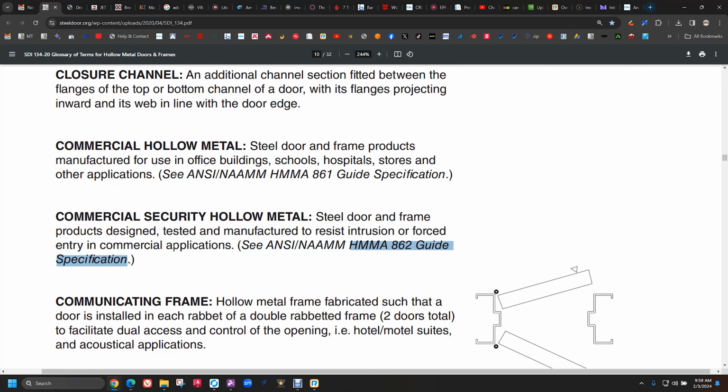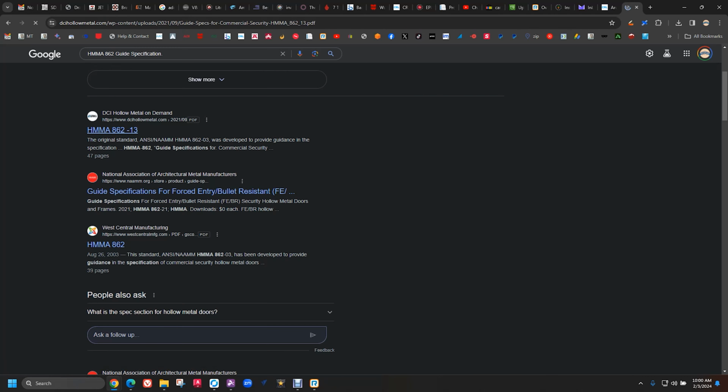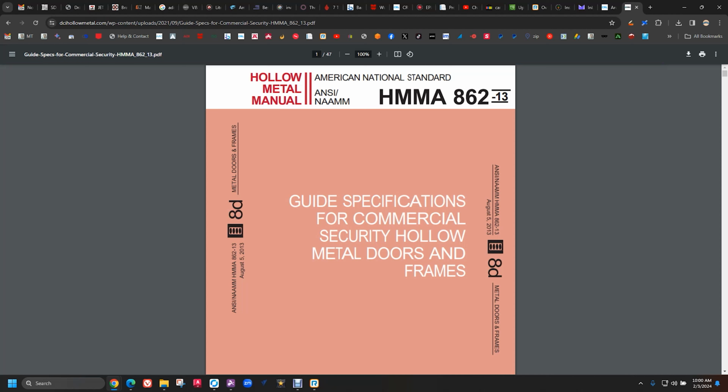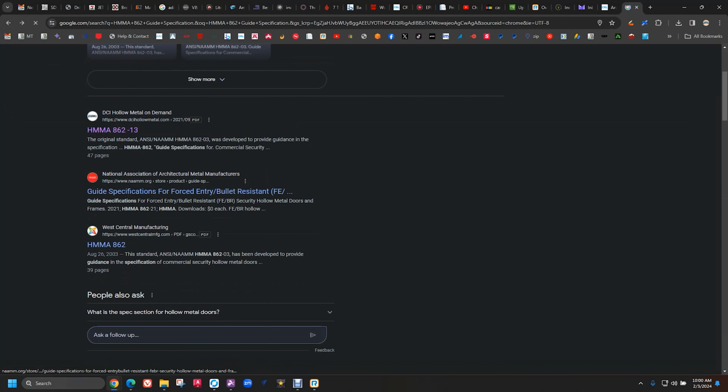So let's pull that up. That'll be very interesting to take a look at. See if this website has it. Yeah, it does. Okay, great. So it's a 2013 version, and I'm not concerned about it being 10 plus years old at this point. In fact, it may be the most current version of the standard that's published.